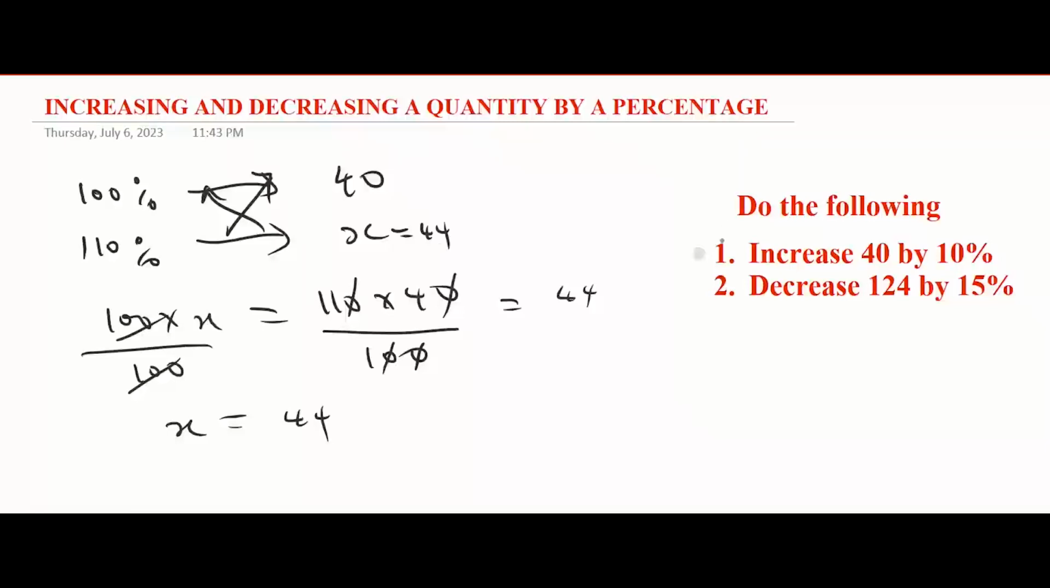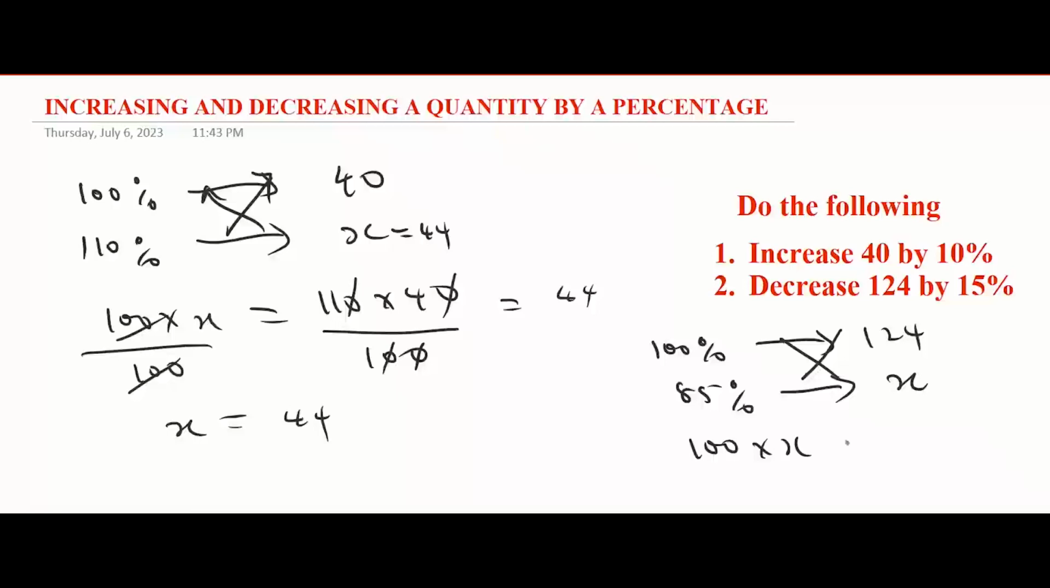So let's look into the second one. We are to decrease 124 by 15%. So that means at 100% you have 124. If you are to decrease it by 15%, we are going to have 85%. We need to find the value when it is 85%, which means it has been decreased by 15%. To get the value, you cross multiply. So you have 100 times x equals 85 times 124.